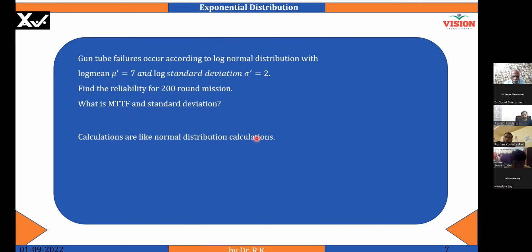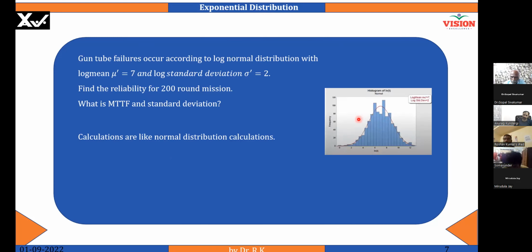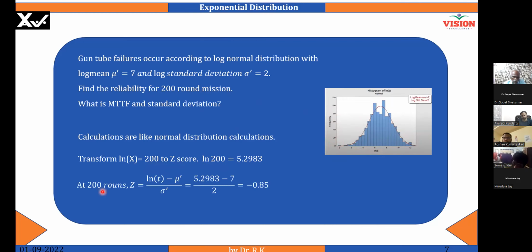Calculations are like normal distribution calculus, right? So what is this distribution? Transform log x to z score and find out. See, when I consider the log mean, you get a normal distribution line. This is logarithm, this is frequency here. So at 200 rounds, logarithm of t minus mu prime divided by sigma prime, and you get it. So this is a problem you can solve. You can go through this recording and understand it, right?